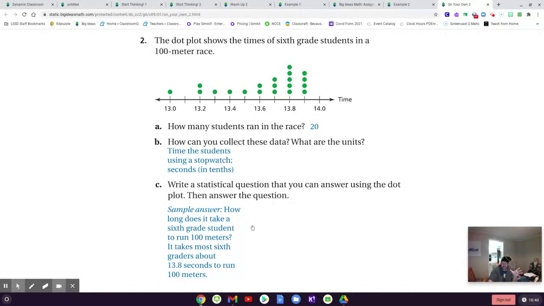Most of your Big Ideas assignment will ask you about typical values. So you kind of look for clusters, or it'll ask you about gaps. It might say, were there any ranges where nobody fit in there? So nobody ran 13.1 seconds. Most students ran about 13.8. Okay, so that is your introduction to statistics.